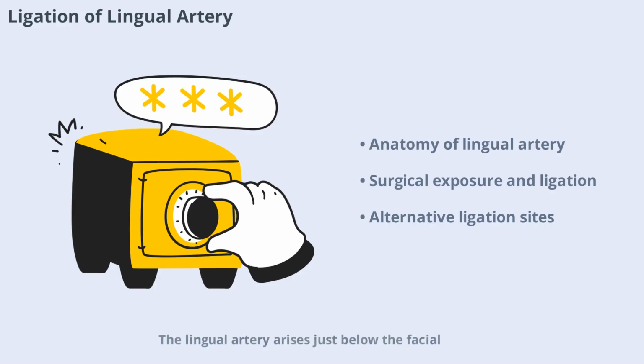The lingual artery arises just below the facial artery and can be exposed in the submandibular triangle. A curvilinear incision is made from the gonial angle to the mental region, exposing the lower pole of the submandibular gland. The gland is lifted and the tendon of the digastric muscle is exposed.